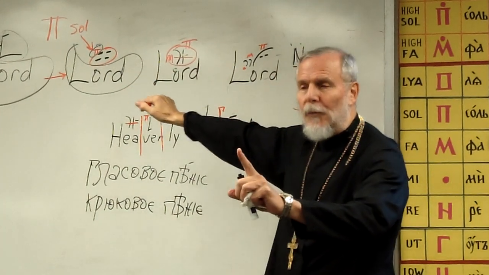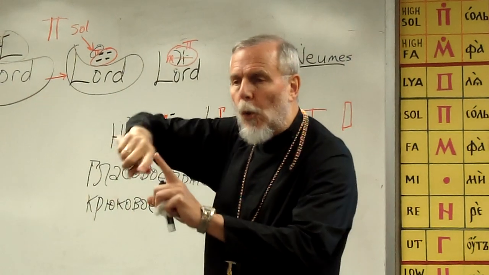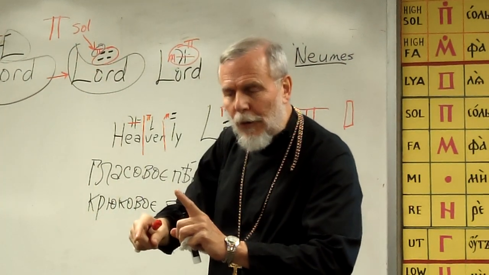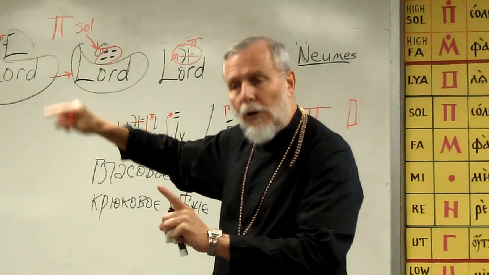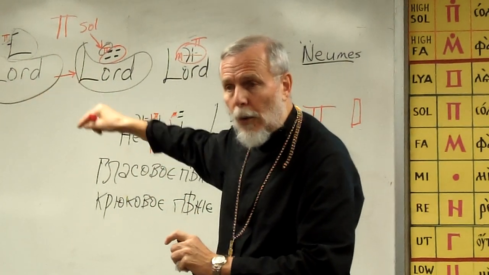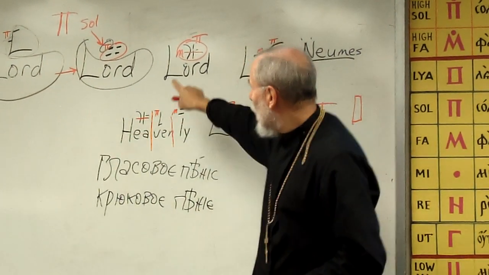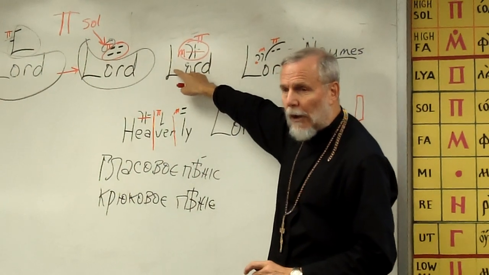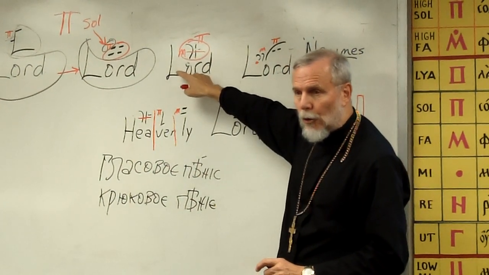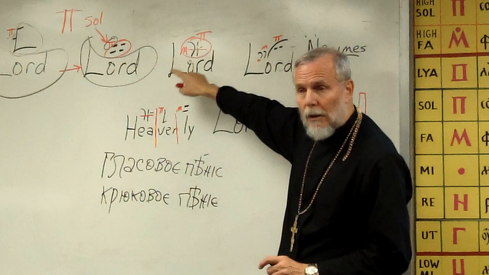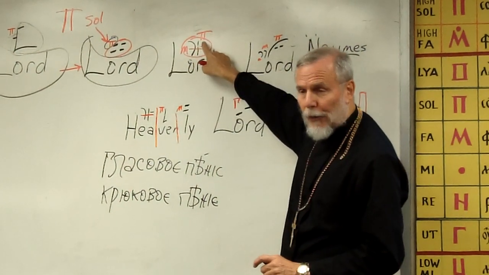Let me help you with one thing. Normally, if you have two notes going up or two notes going down, the next note is going to be the next note in the scale. They go in order. So if you know this is fa, what comes after fa in the scale? Do, re, mi, fa. Sol. Okay. And that's what that is.